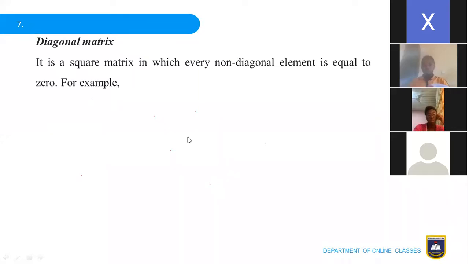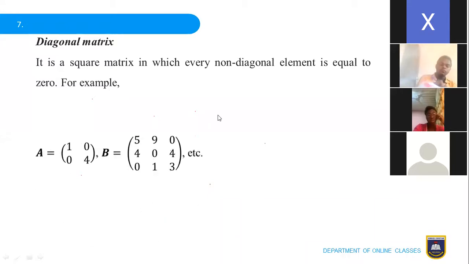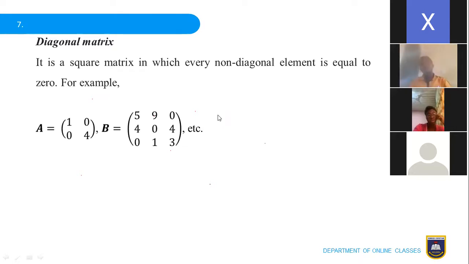Diagonal matrix. It is a square matrix in which every non-diagonal element is equal to 0. So an example is here. All the non-diagonal elements must be 0. Then we say it is a diagonal matrix. Now, the other elements may differ, but we make sure that the non-diagonal elements are all 0. Then we say it is a diagonal matrix, and it must be a square matrix.